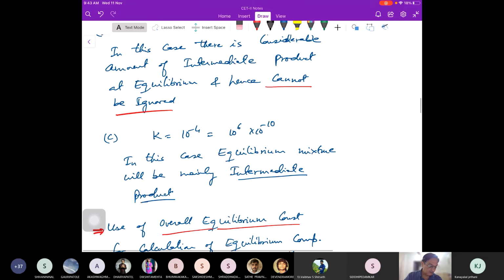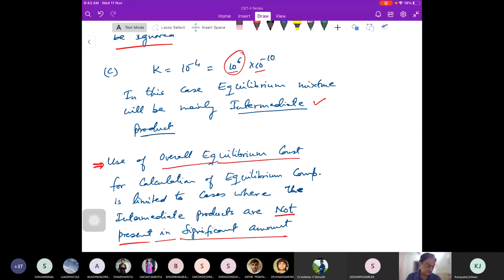ठीक है. And the last example is K equal to 10 raised to power minus 4, and we are taking similar things. But now the K1 value is higher, 10 raised to power 6, and K2 is very small, 10 raised to power minus 10. In this case, the equilibrium mixture will be mainly intermediate product because this is very high. So in different cases, we have steps which are fast and slow depending on the K1, K2 values.